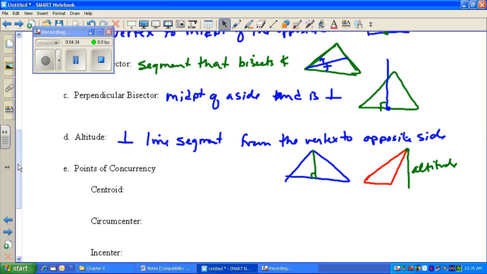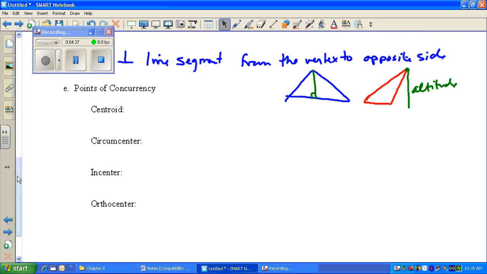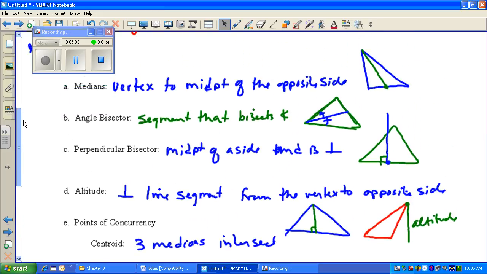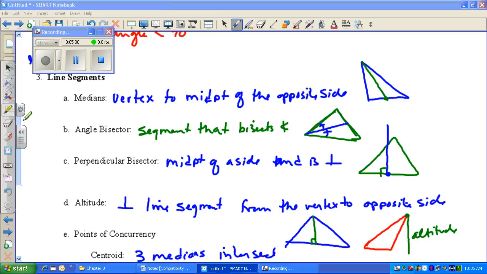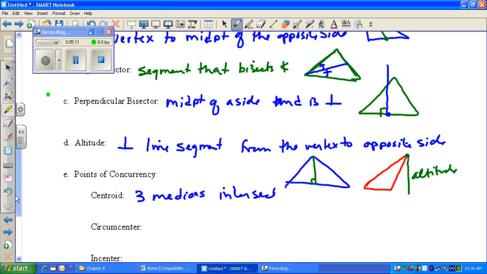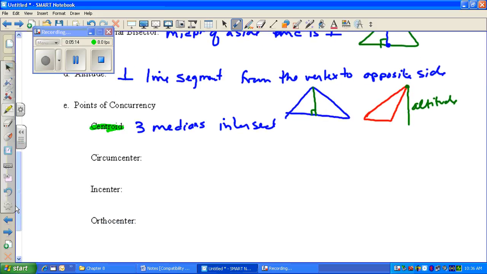Now, we have these points of concurrency. In other words, this point where these three line segments that we formed above are going to meet. We're going to do these in an exploration, at least a couple of them. The centroid is where the three medians intersect. So if we go back up and look at this median, it's where those three medians are going to intersect. So I take the median of each one, and that's going to be the intersecting point, a centroid point.